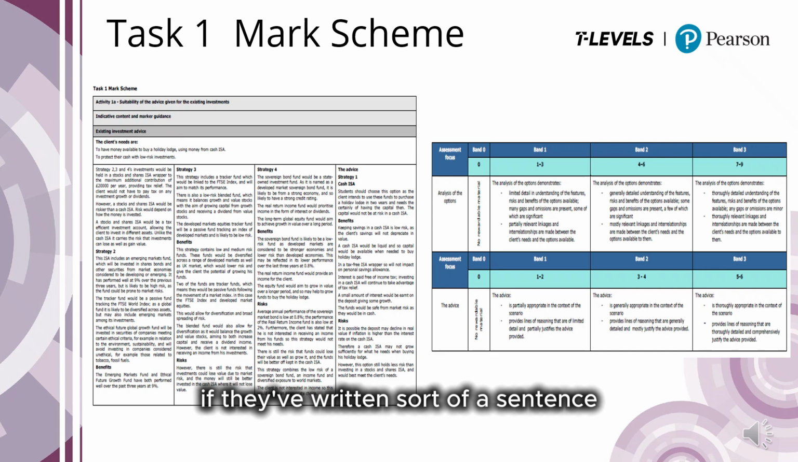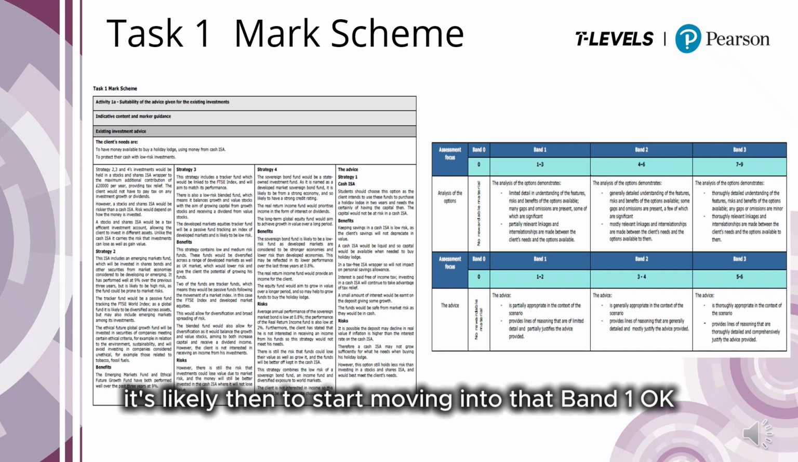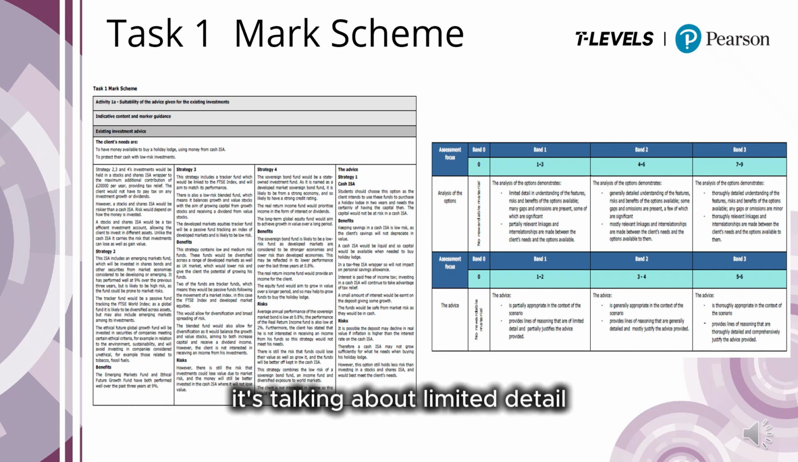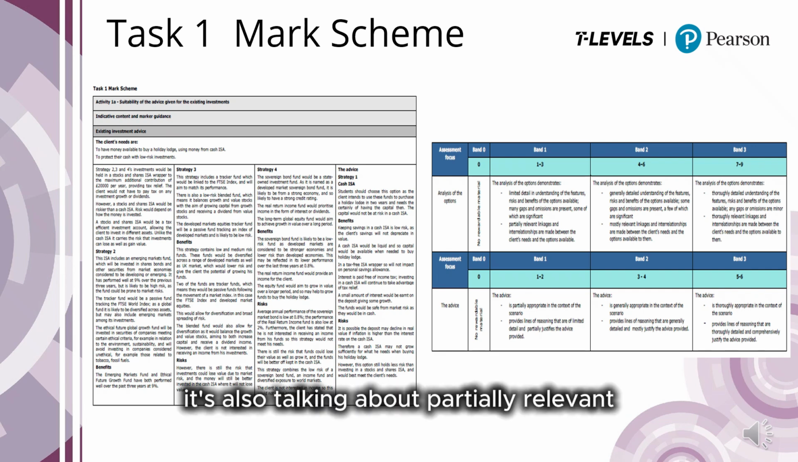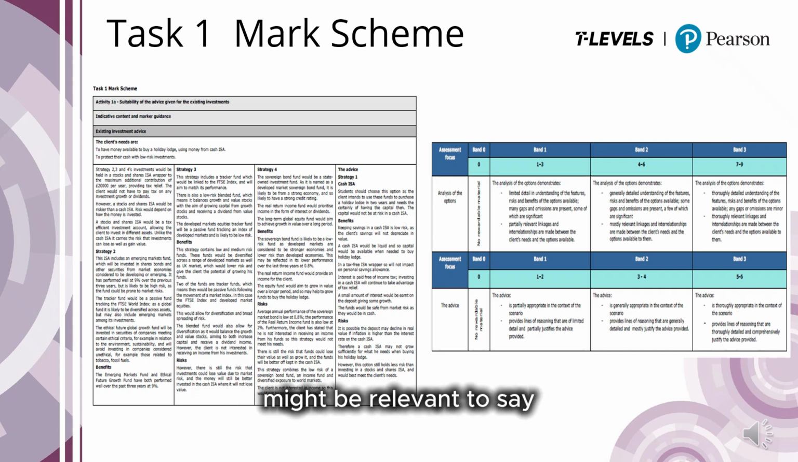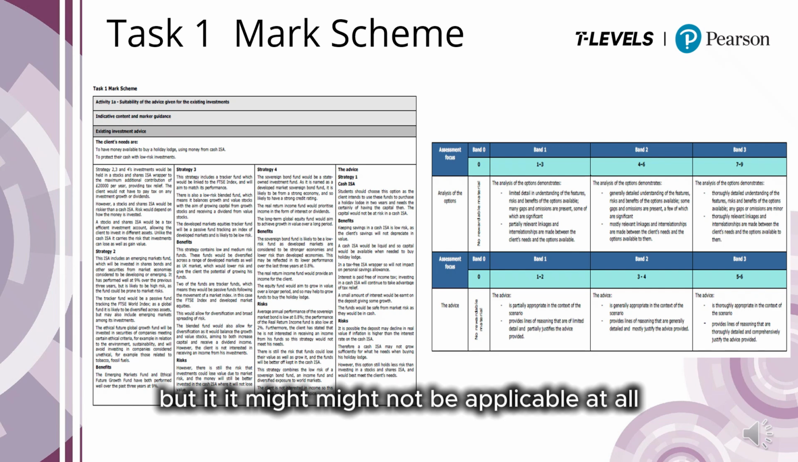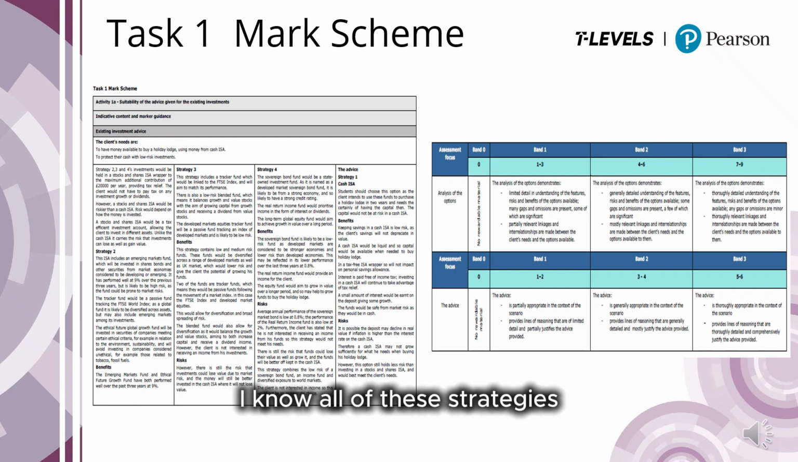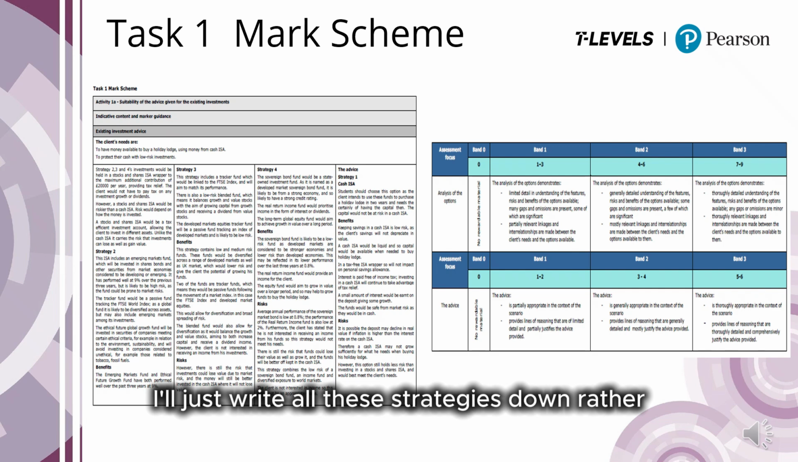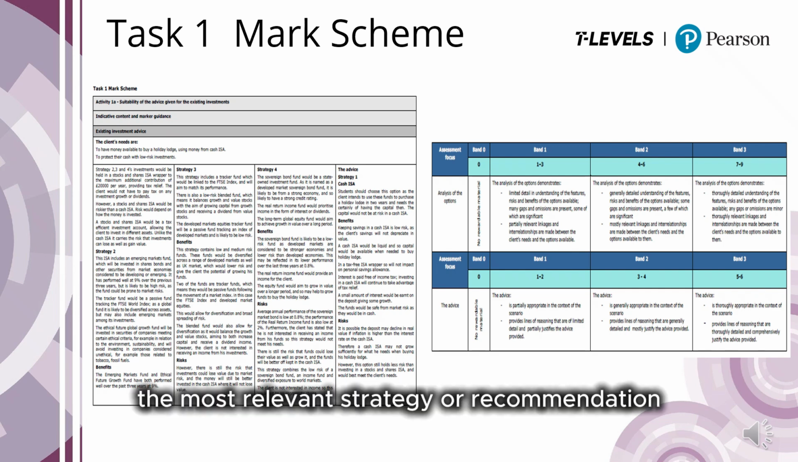If they've written a sentence that's vaguely relevant, it's likely then to start moving into band 1. So if you look at band 1, it's talking about limited detail. It's also talking about partially relevant. So what the student is talking about might be relevant to, say, risks or to the scenario, but it might not be applicable at all. They might have just gone, oh, I know all of these strategies, I'll just write all these strategies down, rather than picking the most relevant strategy or recommendation in their reports.